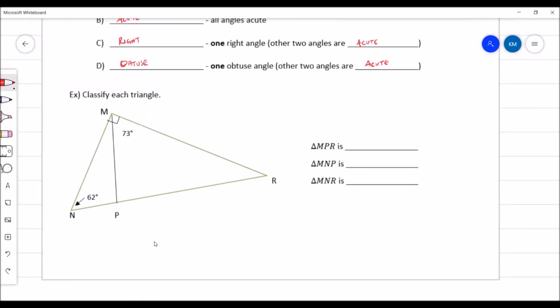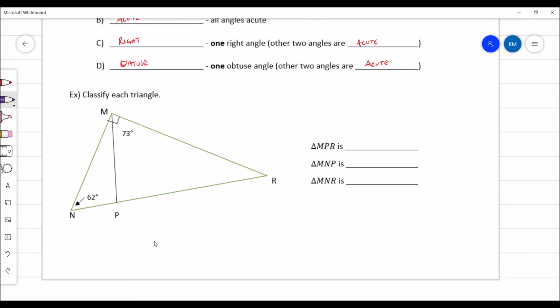Okay. So here it says to classify each triangle, and they gave us three: MPR, MNP, and MNR. So before we jump into it, what we're given here is their angle measures. Okay, so we will not be able to classify these by their side lengths as of now. Okay, we just don't have enough information. So let's fill in the rest of these angle measures.